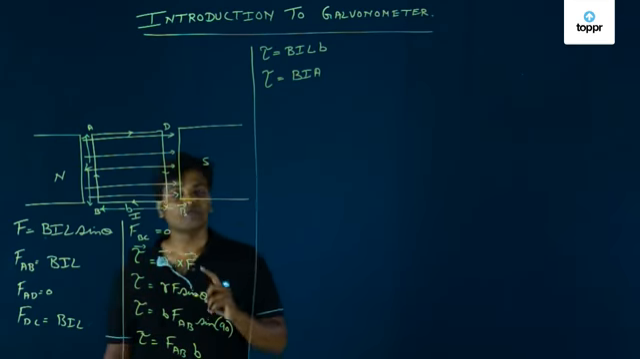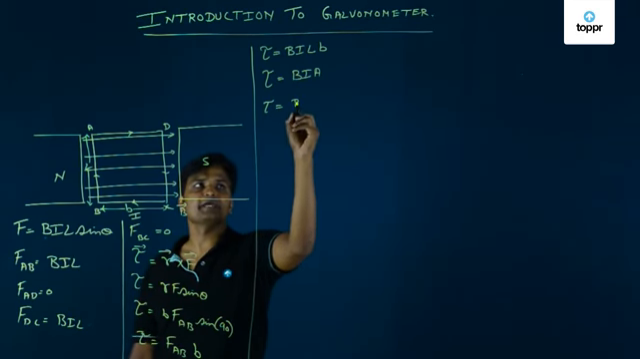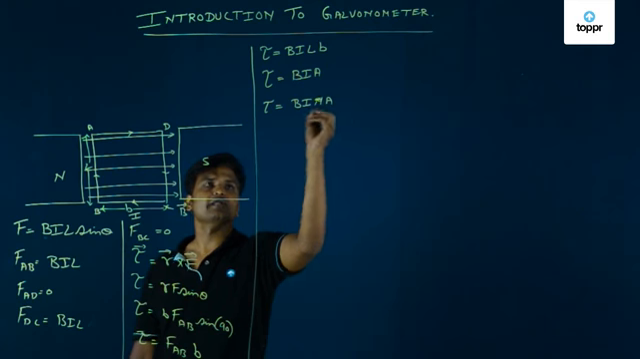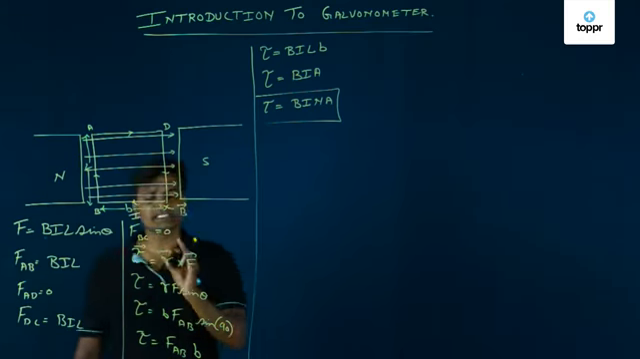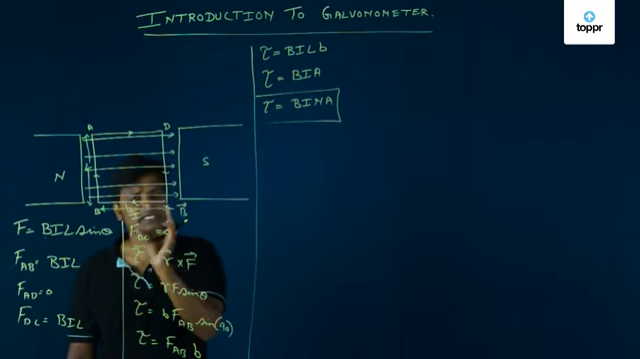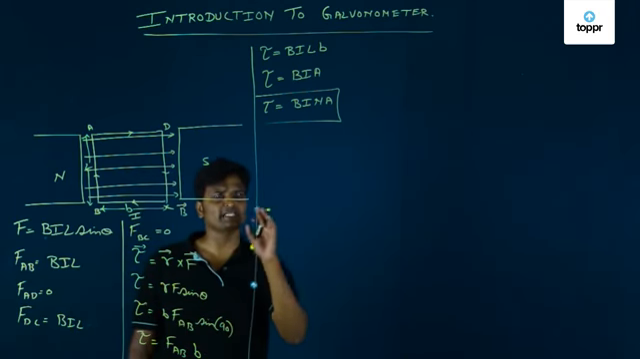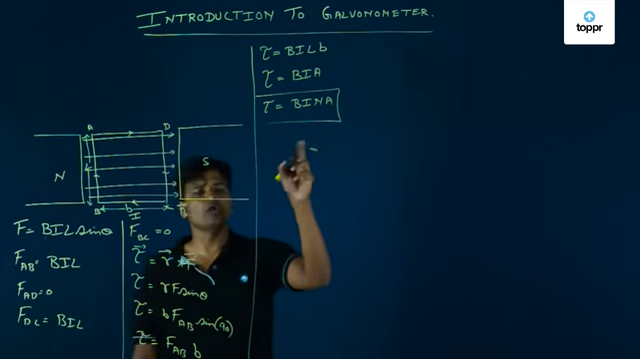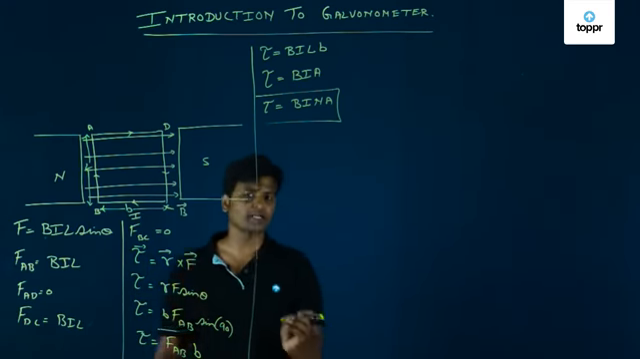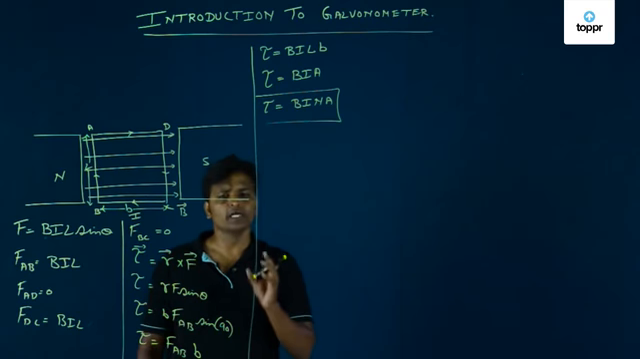Now, if I am having n number of turns, then tau will be given by BINA. So tau is equal to BINA. This is the torque with which this rectangular coil will rotate. This torque depends on current as well. If current increases, then the torque will increase. If the current decreases, torque will decrease.